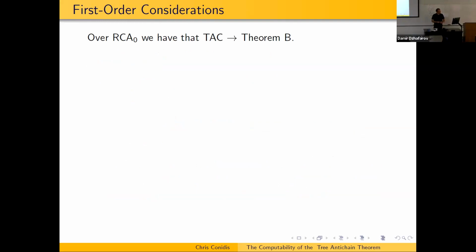Okay, so over RCA naught, what I sketched is that the tree antichain theorem implies theorem B. The converse you need a little bit of B sigma 2. You need the infinite pigeonhole principle in the sort of group that I sketched.